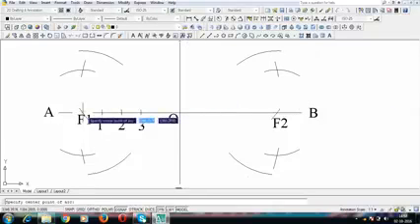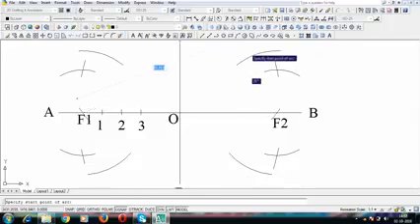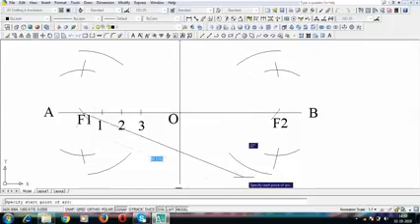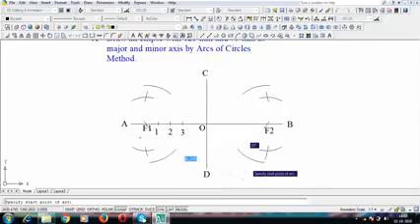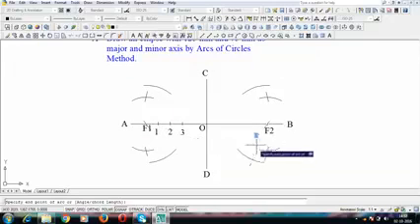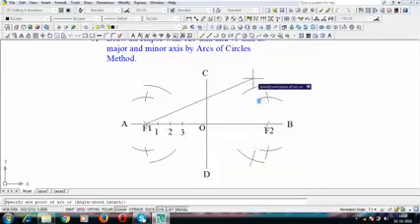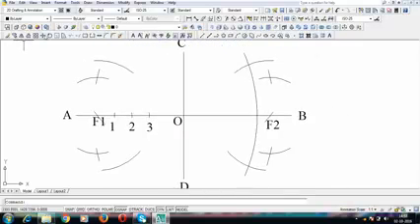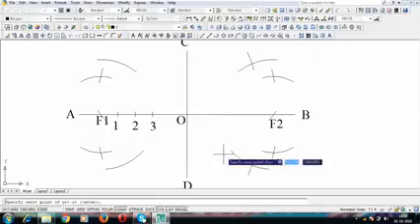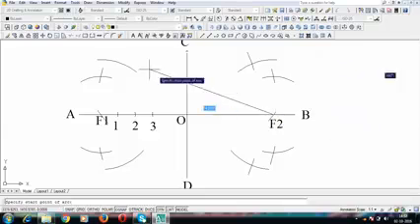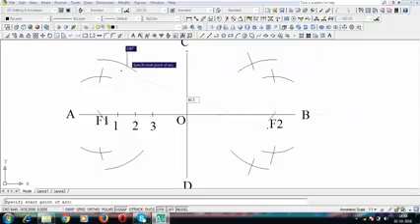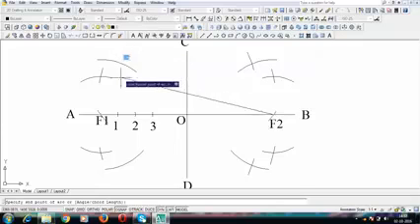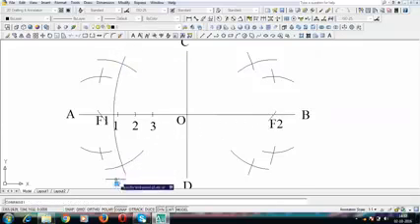Now first of all we have F1 as center, 92.5. This way, this way, very nice. Again we'll take F2 as center, and now we're going to take an arc of radius 92.5, or 2B for that matter. So this is the arc.